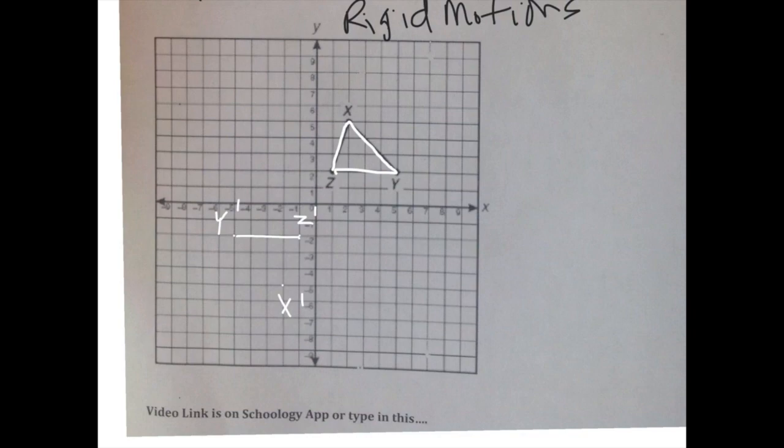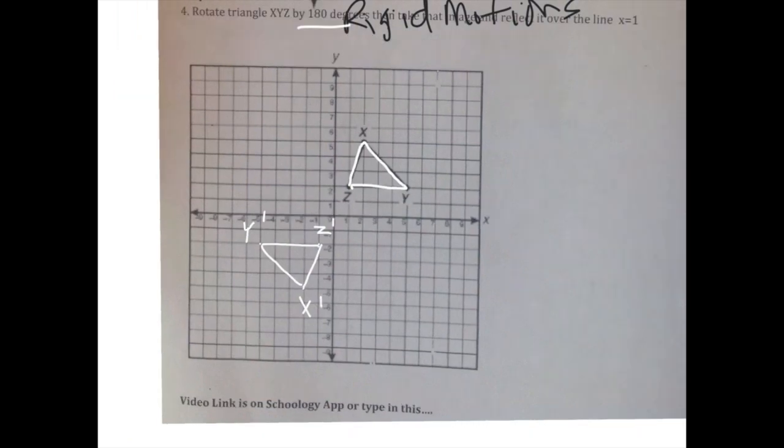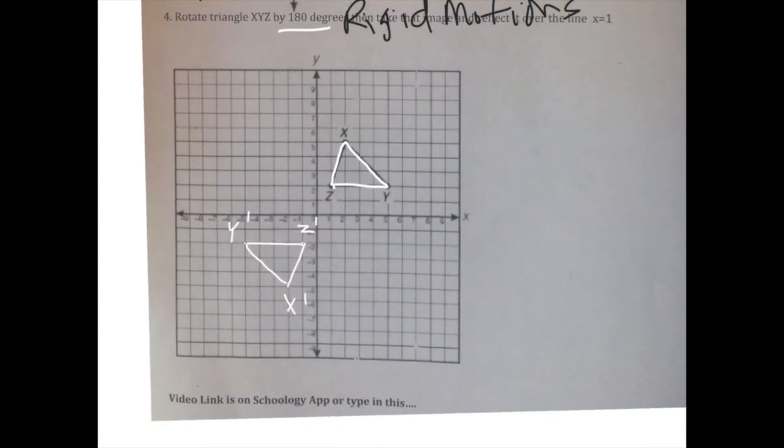And one reason why I can tell that it's correct is because it's a rotation and it should keep the size and shape the same. So it looks identical except it's just been turned. Last part is to reflect it over the line x equals 1. Now the line x equals 1 is a vertical line that goes through x equals 1. And all I have to do then is to take my new image and flip it over that blue line.